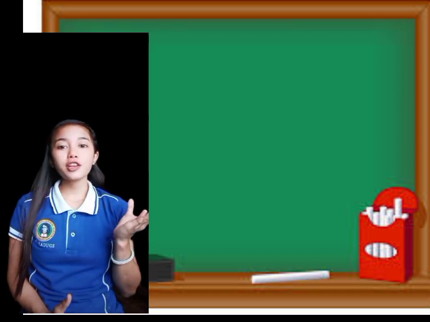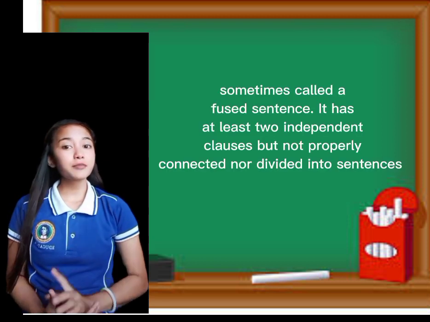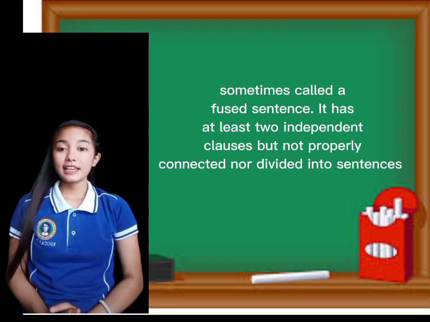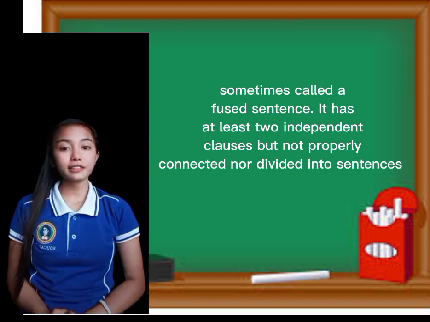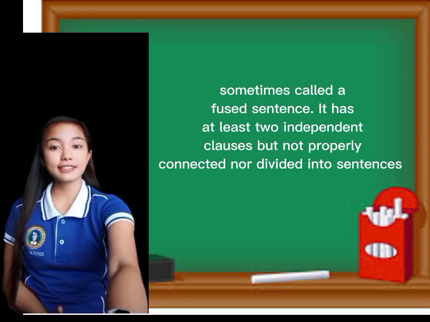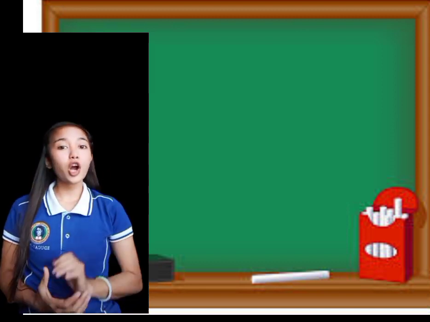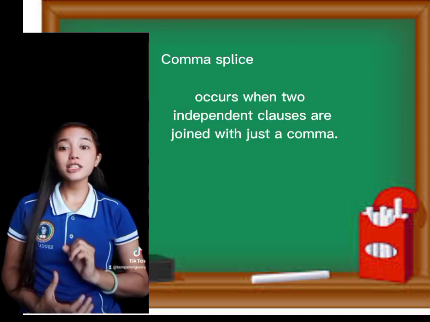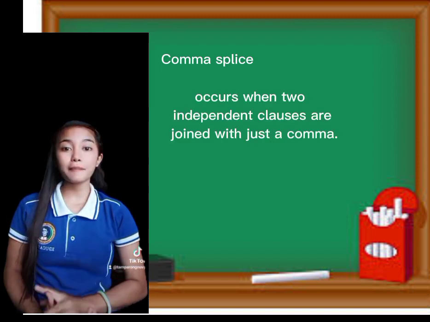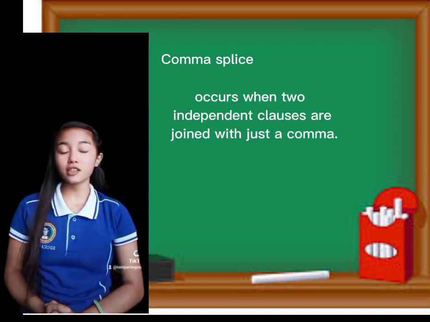First, we have run-on sentences. It is sometimes called a fused sentence. It has at least 2 independent clauses but not properly connected nor divided into sentences. One common type of run-on sentence is a comma splice. A comma splice occurs when 2 independent clauses are joined with just a comma.